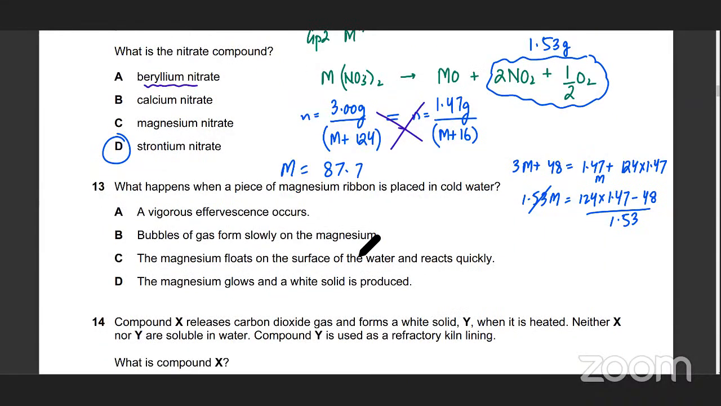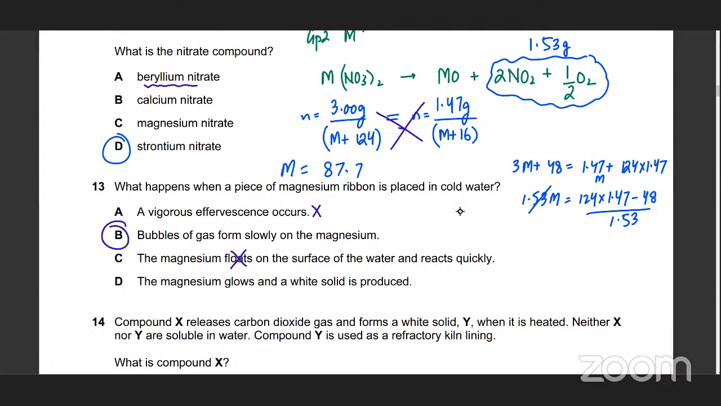As the next is what happens when a piece of magnesium ribbon is placed in cold water. Remember, magnesium is not going to give a vigorous effervescence. Magnesium doesn't float. Group 1 metals are the ones that float. And it's not going to glow, it's going to be a very slow reaction. So B is the answer.